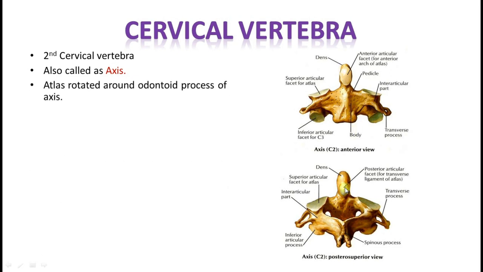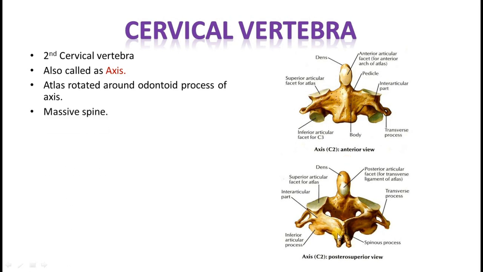Then posteriorly, for articulation with the transverse ligament, that also we have seen on the odontoid process. Superior articular facet: you have seen an articular facet which is round, which articulates with the similar facet on the inferior aspect of the lateral mass of the atlas. This is mainly the weight bearing facet. So mainly it is responsible for the weight bearing.